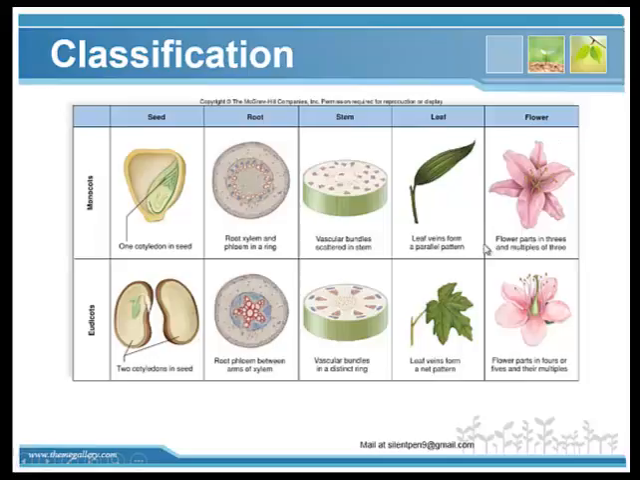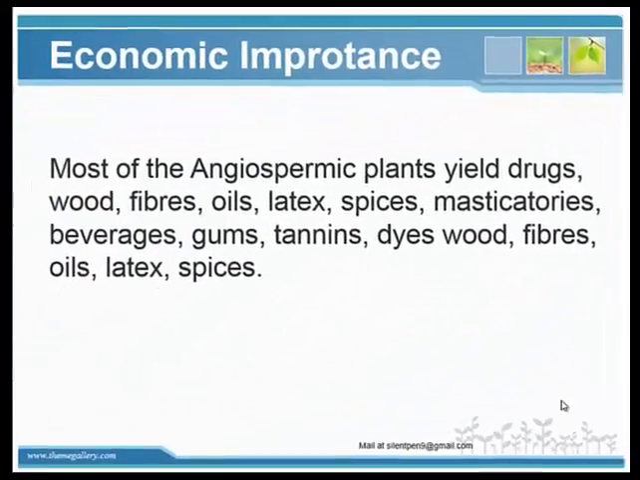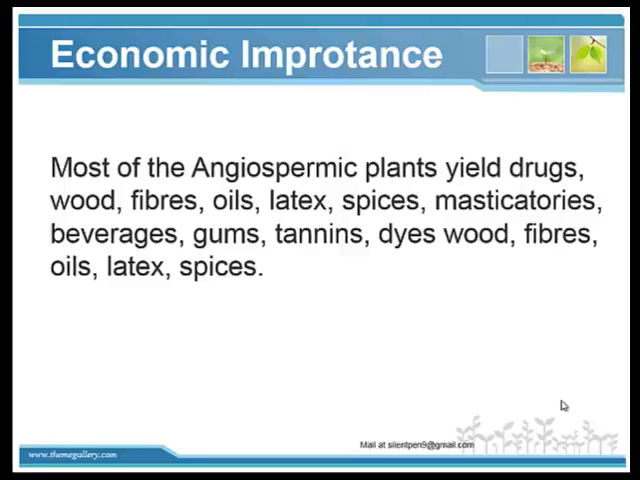That's how the flower appears. And the eudicots or dicots, you can see two cotyledons in the seed, as you see in peanuts, and also the root phloem between arms of xylem. And next, the vascular bundles are distinct in a ring-like structure. And next, the leaves have net pattern or reticulate venation, and flower parts are 4 or 5 or their multiples. So this is about the angiosperms and the various classes in them.